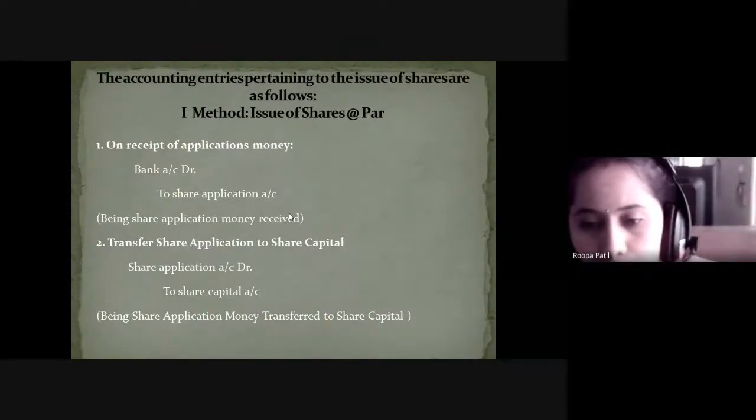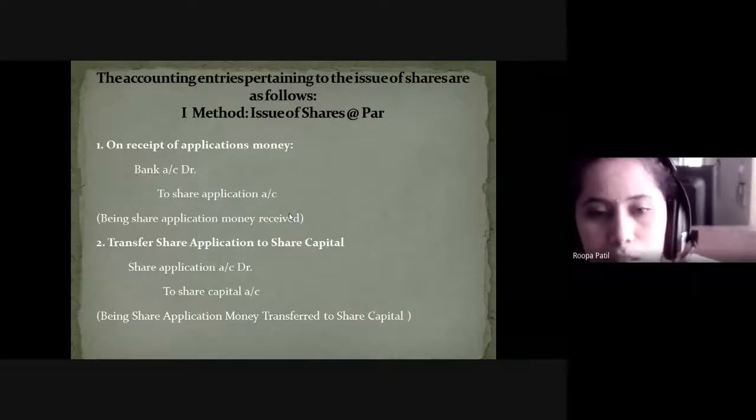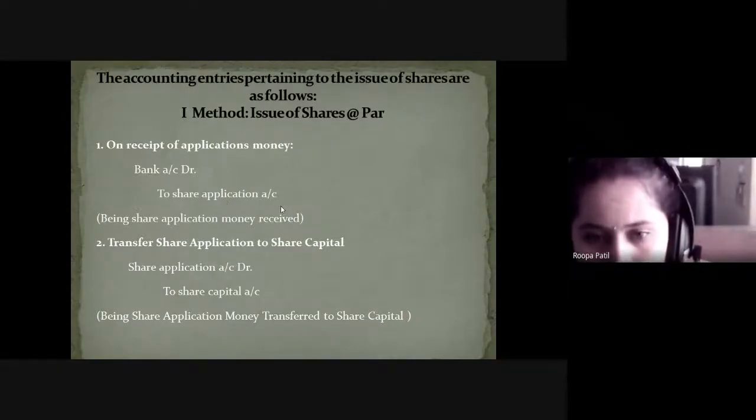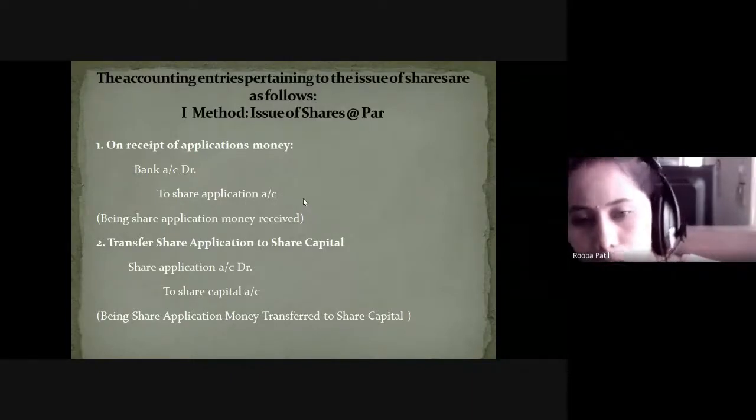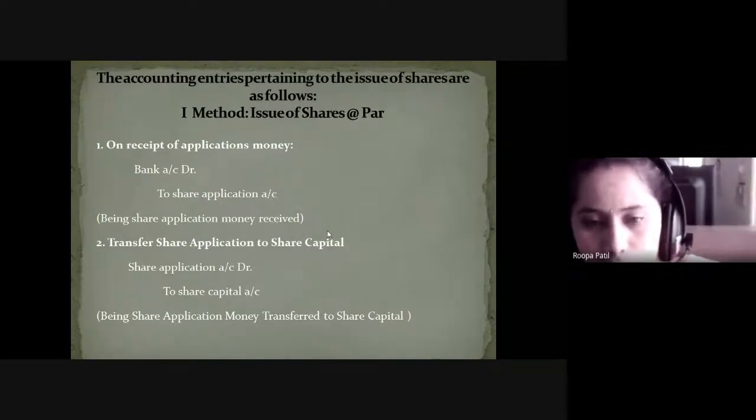The journal entry is bank account debit to share application. Why is bank a debit? Debit what comes in: bank or cash. Why is share application a credit? Credit what goes out. Here the share application goes out. On the receipt of application money, the transaction is receiving the application money from the shareholders.